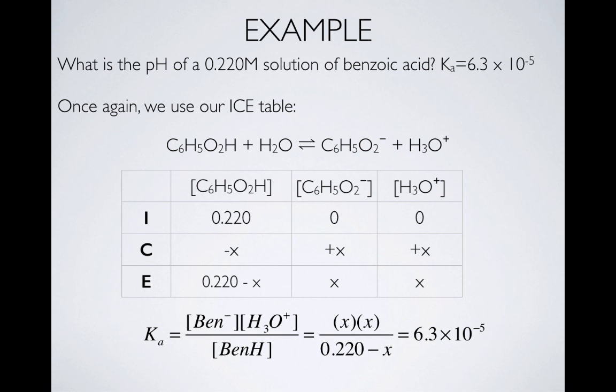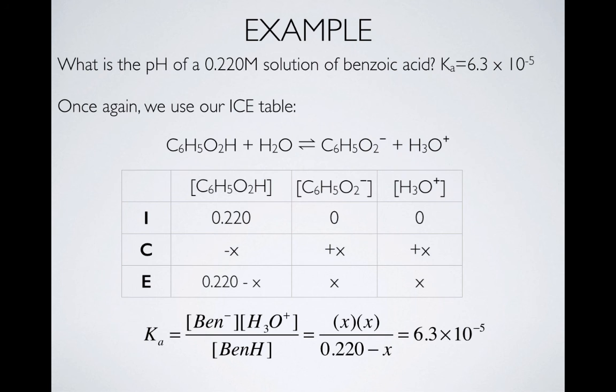Our Ka equation we get directly from our reaction up there. It's products over reactants: the concentration of H3O+ times the concentration of the benzoate ion with negative charge, over the benzoic acid. Those have been abbreviated down there in the Ka equation. If your name is Ben, I apologize. It was just easy to put that in there.